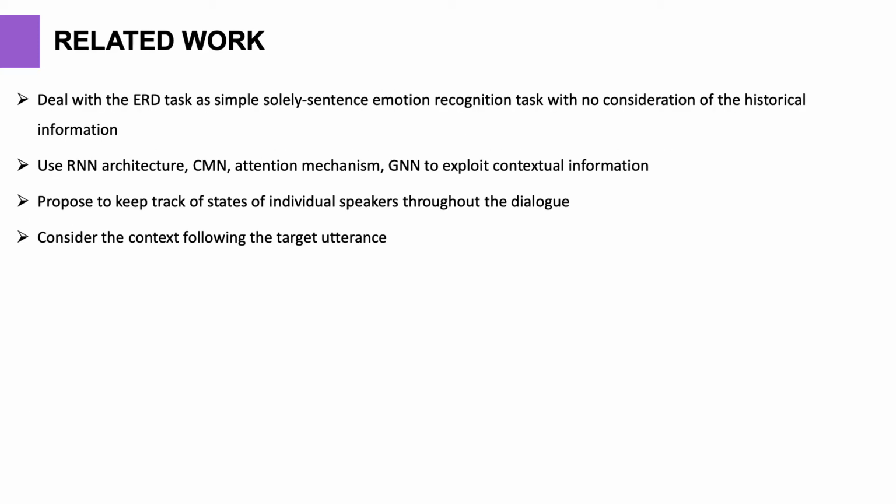There exists some work that aims to solve the problem of emotion recognition in dialogues. Primitive approaches treat the task as a solely sentence-level emotion recognition task with no consideration of the historical information. To exploit textual information, some works use recurrent neural network architectures, conversational memory networks, attention mechanisms, or graph neural networks. Besides, some works propose to keep track of the states of individual speakers throughout the dialogue.